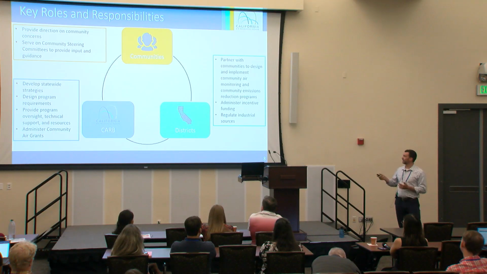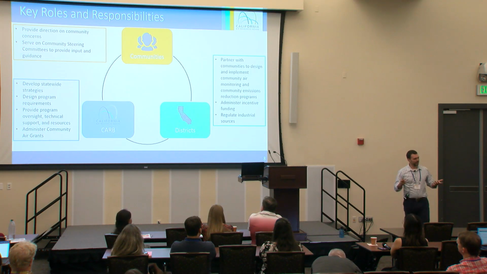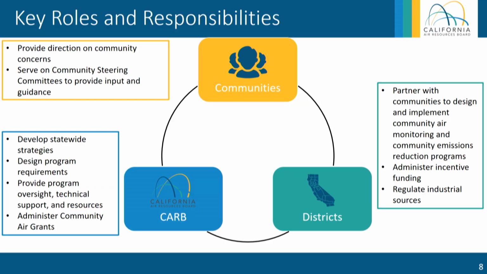How do we all work together? It's quite complicated, and it's challenging in a fun way most of the time, I think. The communities, the districts, and CARB, us, are all working together. The communities provide direction on community concerns to the districts and CARB through a community steering committee that is organized by the local district. The district is bearing a lot of the brunt of the work here, and they're working to design and implement the monitoring plans and the emission reduction programs within each of these communities.